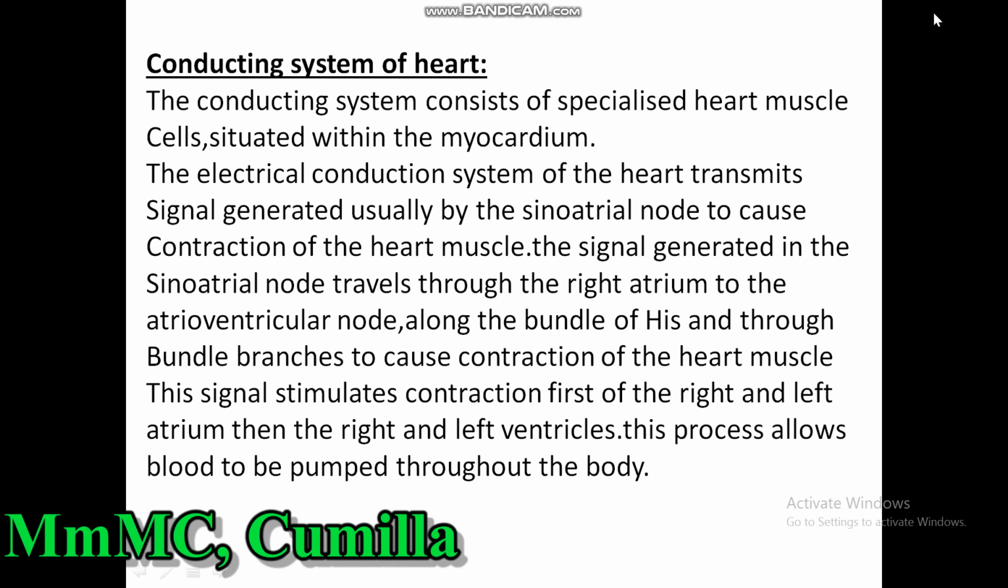Conducting system of heart. The conducting system consists of specialized heart muscle cells situated within the myocardium. The electrical conduction system of the heart transmits the signal generated by the sinoatrial node to cause contraction of the heart muscle. The signal generated in the sinoatrial node travels through the right atrium to the atrioventricular node, along the bundle of His, through the bundle branches to cause contraction of the heart muscle.